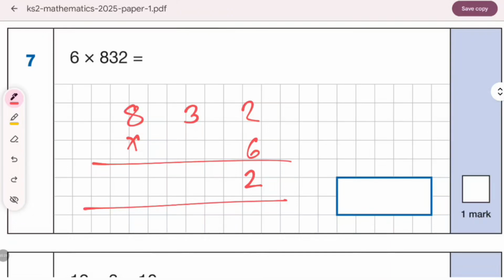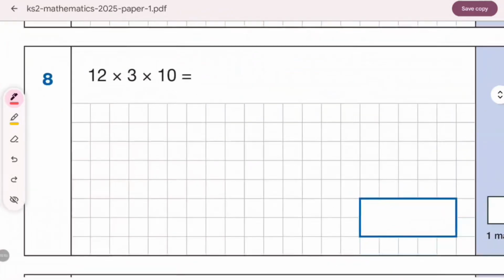6 times 3 we will get 18, and 1 carried will make 19. We will have the carry 1. Now again 6 times 8 will make 48, and 48 and 1 will be 49. So in this way we will get the correct answer for these questions as 4992.